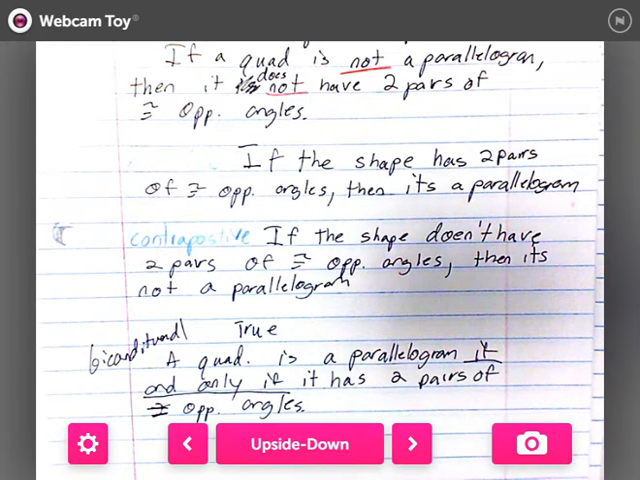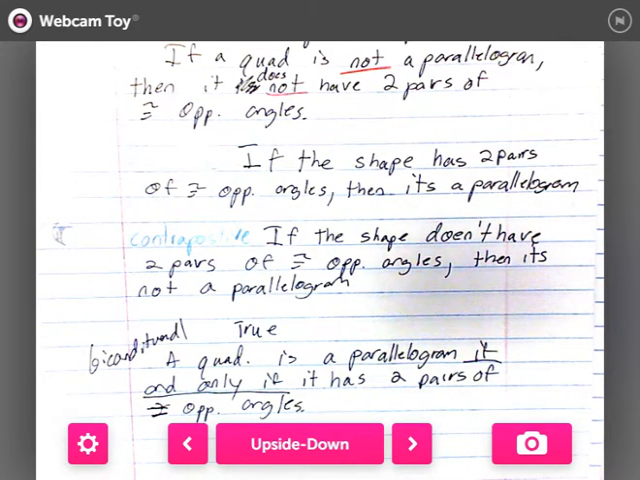If the converse is false, you have to give a counterexample. Very good. Yes? When we do the biconditional for true, does it matter if you write it in the order of the converse or the order of the original statement? You need to write it in the order of the original statement. That's a good question.